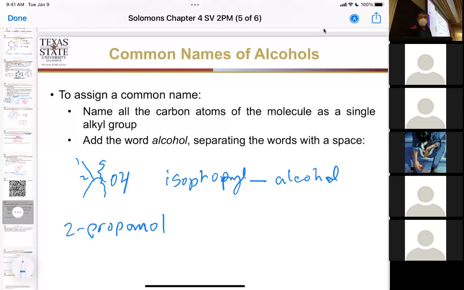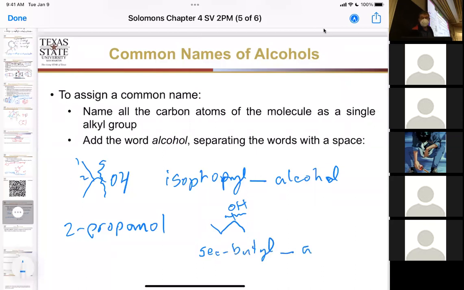So if we just had a methyl group, it'd be methyl alcohol. Ethyl group, ethyl alcohol. If we had a sec-butyl group, this looks kind of like the sec-butyl group, right? If we drew the squiggly line right here. So that makes this sec-butyl alcohol.